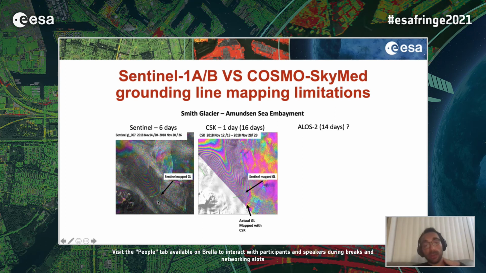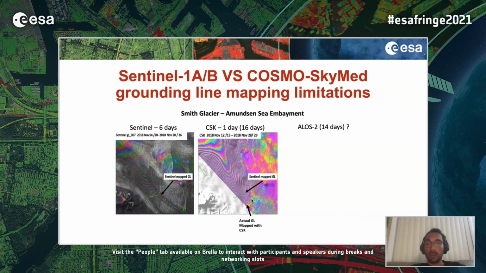And what happens is that you need to be careful when mapping the grounding line, because if you map the grounding line here and this area is actually decorrelated, you will end up making a mistake mapping your grounding line. So you really do need very coherent and high quality interferograms.